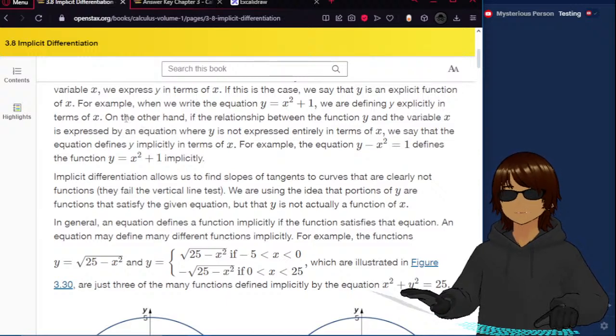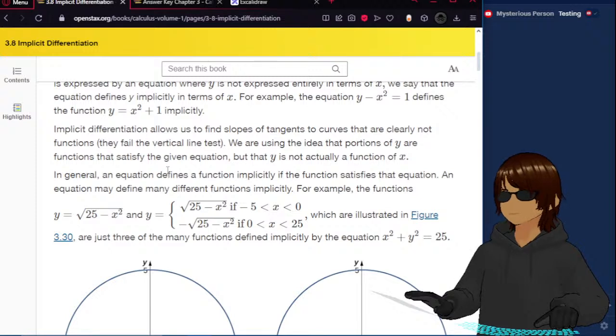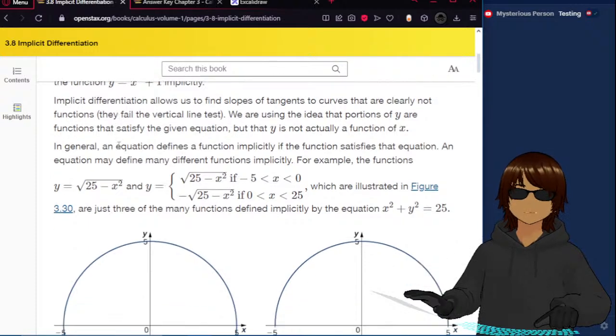On the other hand, if the relationship between the function y and the variable x is expressed by an equation where y is not expressed entirely in terms of x, we say that the equation defines y implicitly in terms of x. For example, y minus x squared equals 1 defines the function y equals x squared plus 1 implicitly. Okay. Implicit differentiation allows us to find slopes of tangent curves that are not clearly functions. They fail the vertical line test.